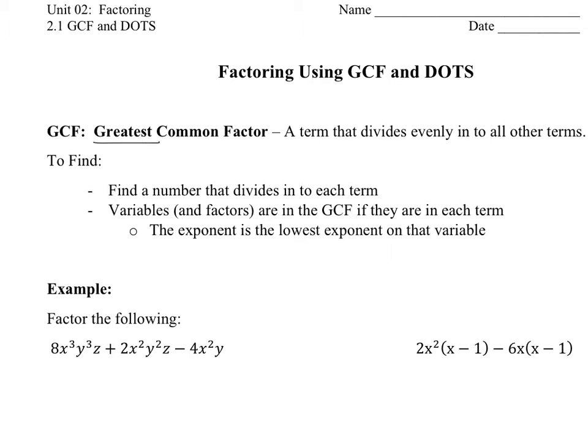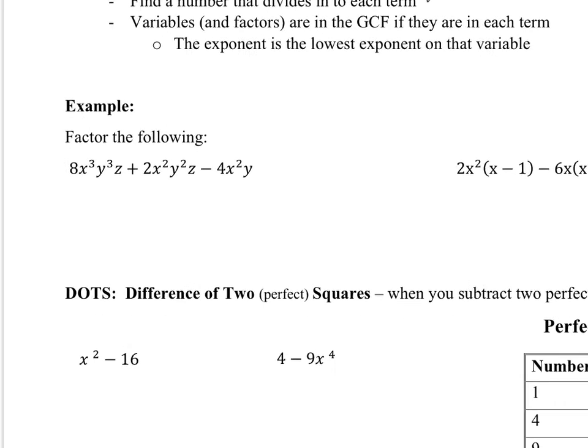GCF, remember, stands for the greatest common factor. And that's a term that divides evenly into all other terms. So to find that, you find a number that divides into each term, and a variable or factors that are in the GCF if they are in each term. And then the exponent on the variable or the factors is the lowest exponent on it. So let's just go through it in a basic example.